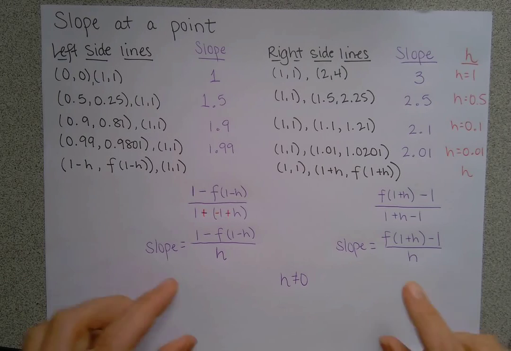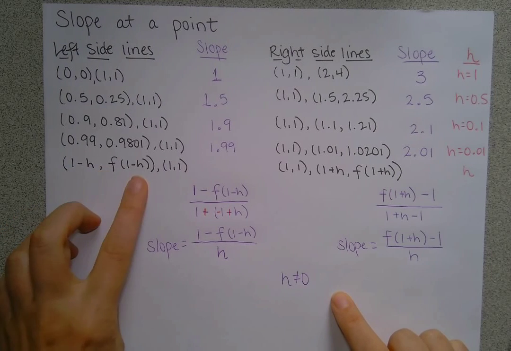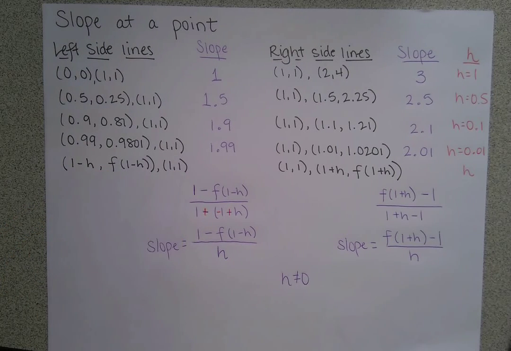You can think about that in a few ways. You can't divide by 0. Also, if h were 0, this would be 1 comma 1 and 1 comma 1. And you wouldn't really have a slope to find because you would be at the same point.